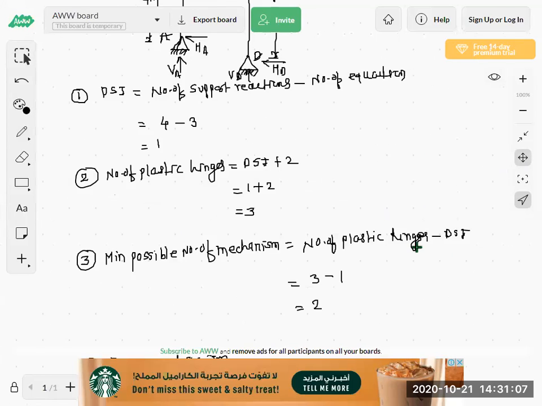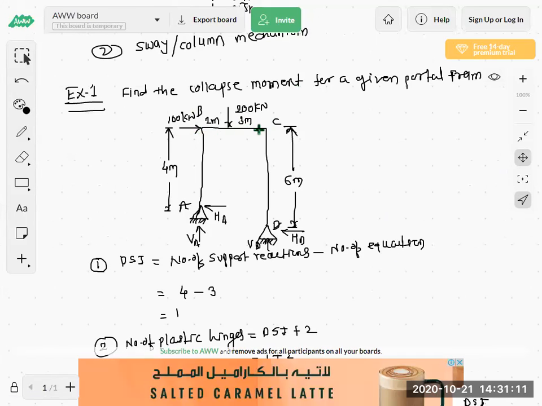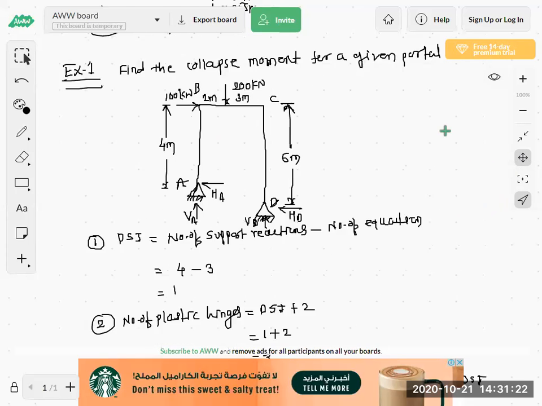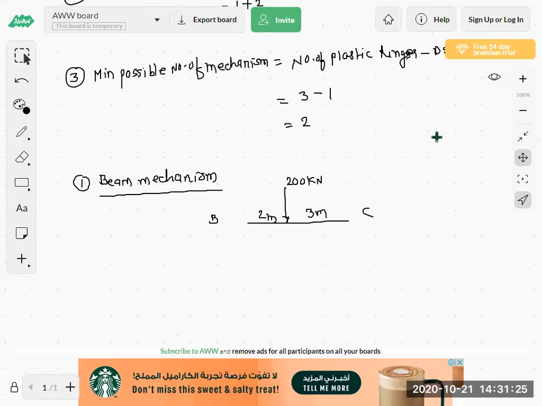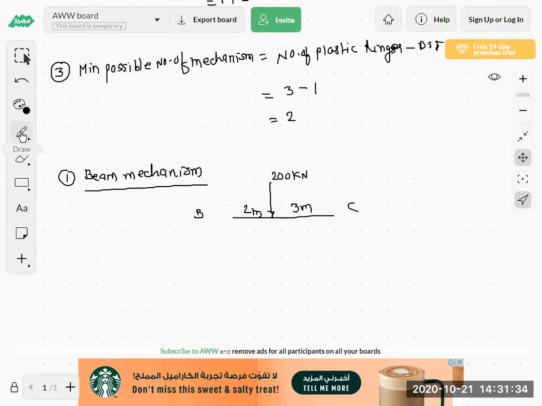See the frame here, the horizontal member. In the portal frame we call the horizontal member a beam and the vertical members columns. So this horizontal member BC is the beam. For the first mechanism we have to solve, that mechanism is the beam mechanism. Now draw the mechanism as per our earlier procedure, because we have solved 4-5 examples on the beam mechanism.